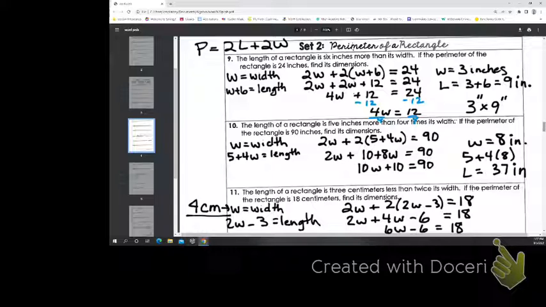Came up with 4 then. So 4 centimeters for the width. And then to find the length, 2 times 4, 8. Take away 3. Gives me 5 centimeters. If I add 4 and 5 together, that's 9. And double it, means times 2, that would give us 18.